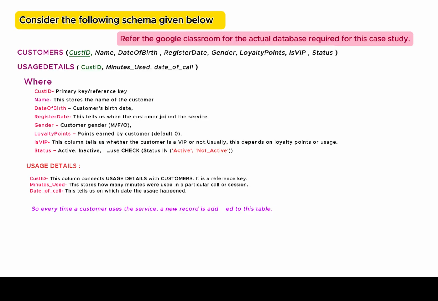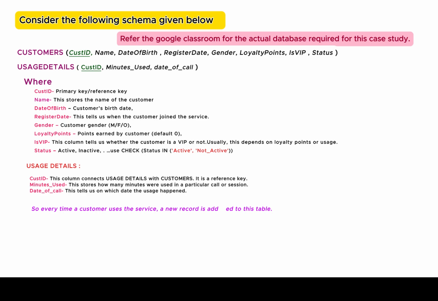Relationship between the two tables. Now, this is very important, so please pay attention. One record in customer table can be linked to many records in usage detail table. This is a one-to-many relationship. Customer is the master table, usage detail is the detail table. Without understanding this relationship, you cannot write correct queries or procedures.